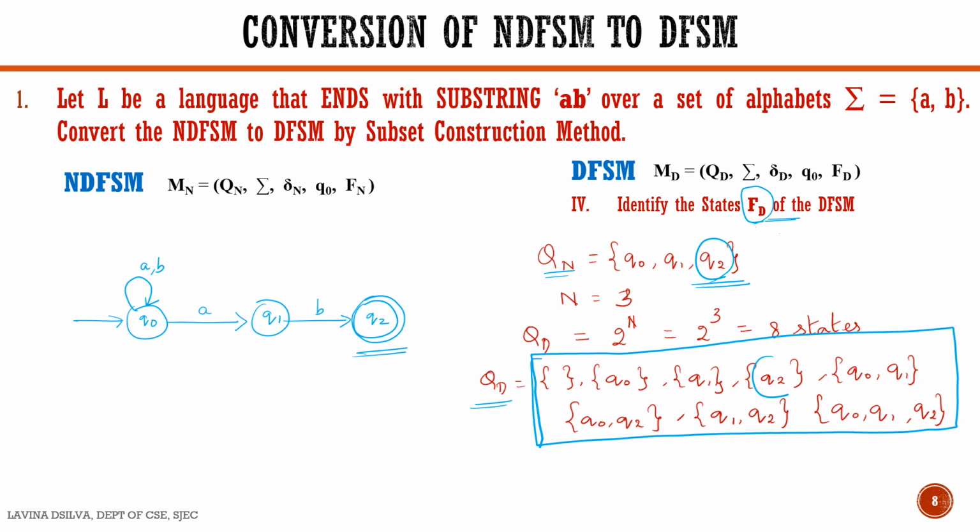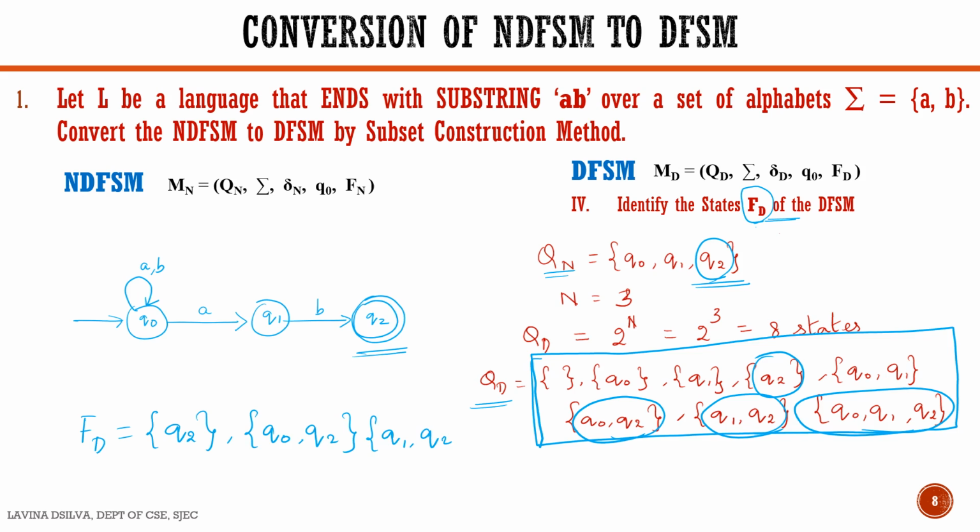So we've got a Q2 state here, we've got a Q2 state here, we've got a Q2 state here, and we've got a Q2 state here. Therefore, FD is equal to Q2. We've got 4 final states: Q2, Q0 and Q2, Q1 and Q2, and Q0, Q1 and Q2.